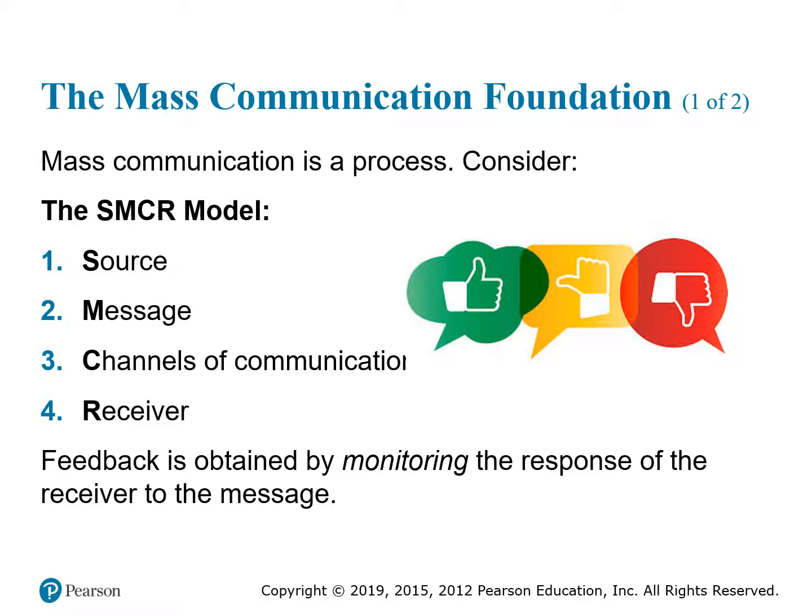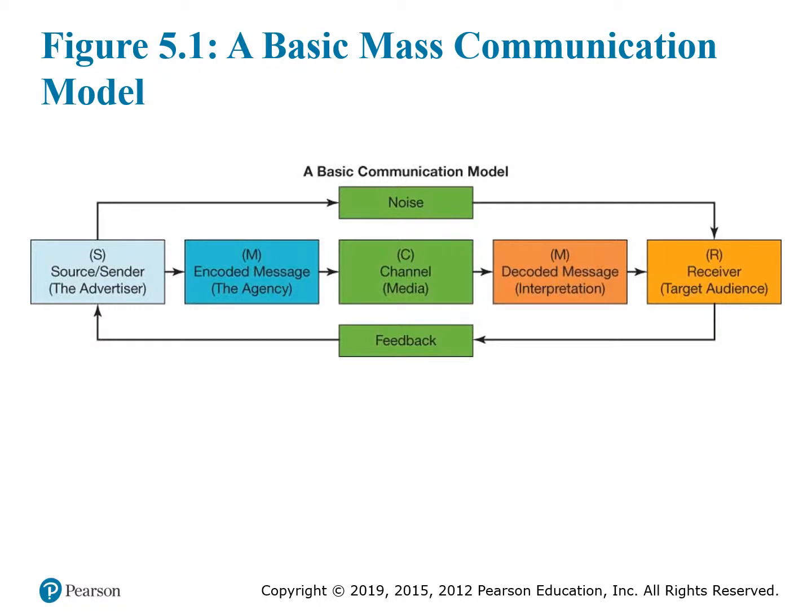So let me break this down a little bit for you and have you take a look at it. The basic mass communication model is this. You have a source, the advertiser, you have the encoded message, the agency, you have the channel, which is the media that you decide to put it in. It could be a newspaper, radio, Instagram, YouTube. The decoded message is how it's interpreted, and who receives it at the end but our target audience. And in between, there's feedback and there's noise, okay? And that changes. This was what it used to look like. Let's see what it looks like today.